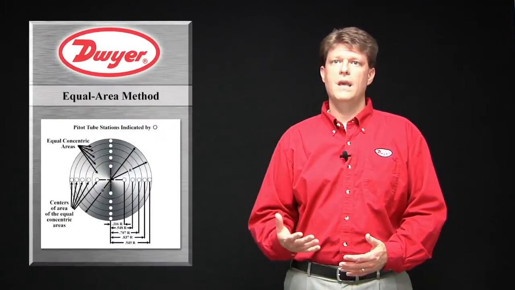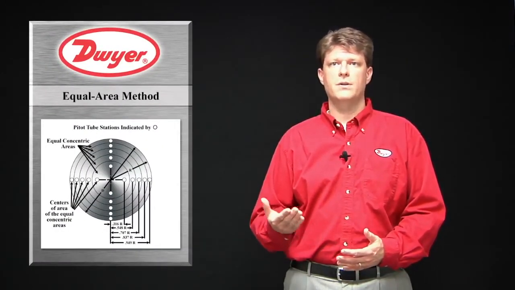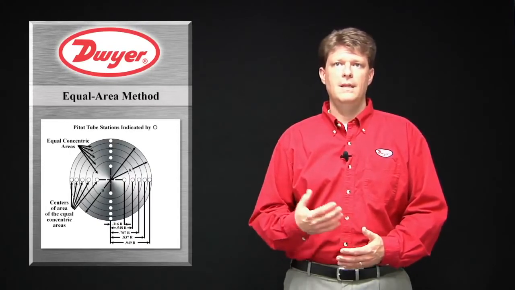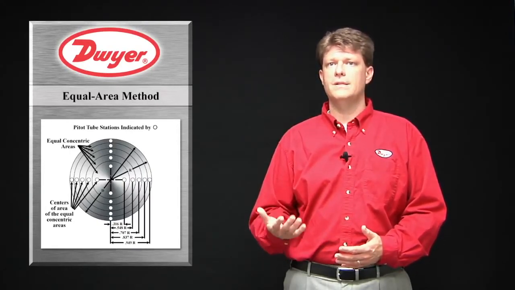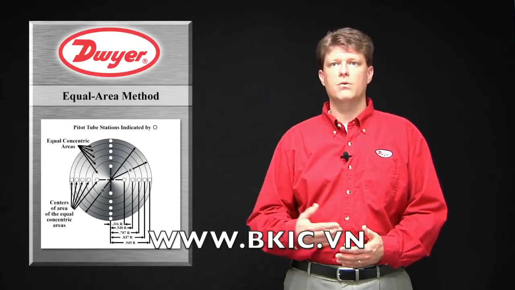For round ducts using the equal area method, the velocity pressure should be taken at the center of equal concentric areas and averaged. In the example shown, 2 holes are drilled in the center line of the duct. 1 set of readings taken vertically and 1 set taken horizontally.